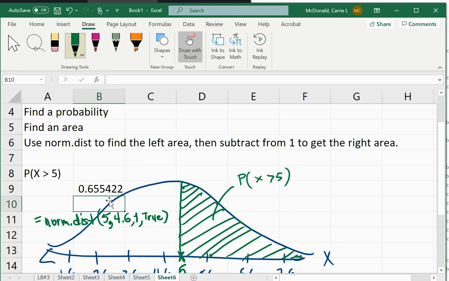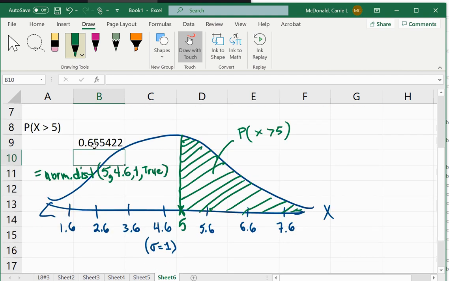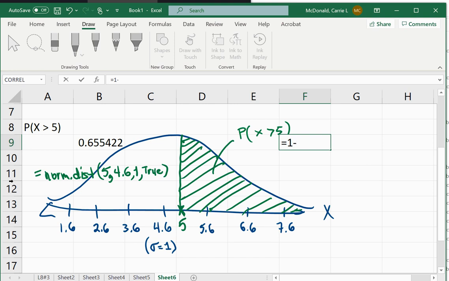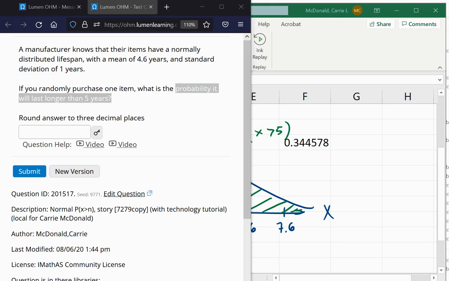Okay, so this side, notice, is 0.6554, which is a little bit more than half. And half, 0.5, the left side would be 0.5 when you get to the mean. So this answer is reasonable for the left side. Now if we subtract this answer from 1, we get our final answer, which again makes sense because our boundary is to the right of the mean, so we know this right shaded region is less than 0.5. That should be correct.